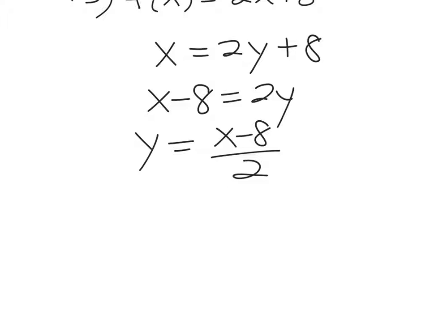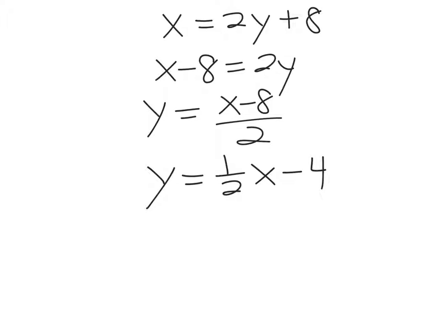If I told you to graph that, would you think that was a line, or would you be like, what is that? You graph on your calculator, yes. Well, this is just simply x over 2, which is 1/2 x minus 4. That's much better. It actually looks like a line. So a line and a line, those are going to be inverses of one another.